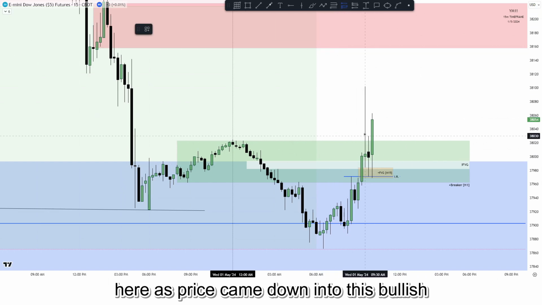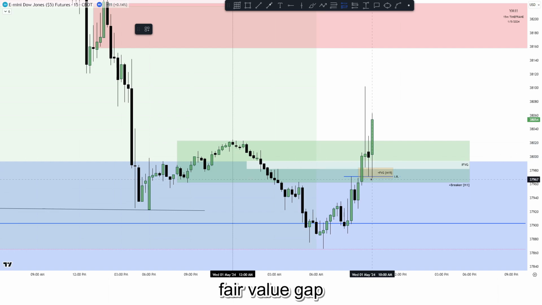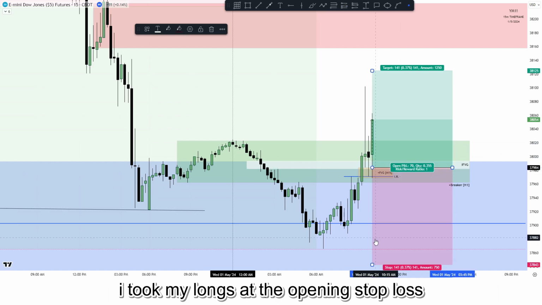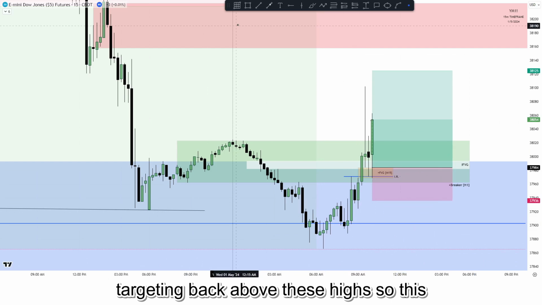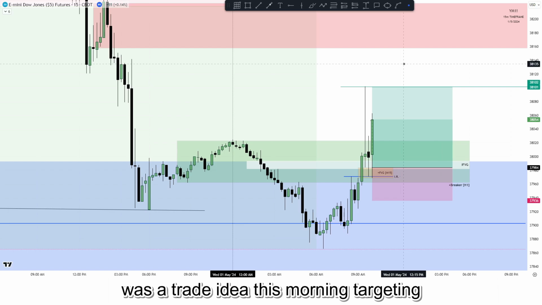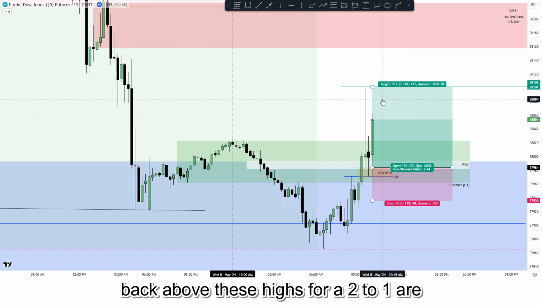So what I did here, as price came down into this bullish fair value gap, I took my longs at the opening, stop loss below that bullish fair value gap here, targeting back above these highs. So this was a trade idea this morning, targeting back above these highs for a 2-to-1 R.